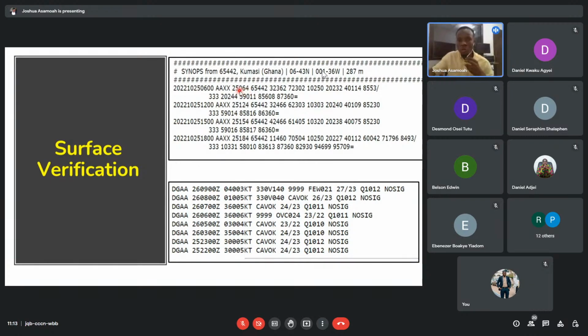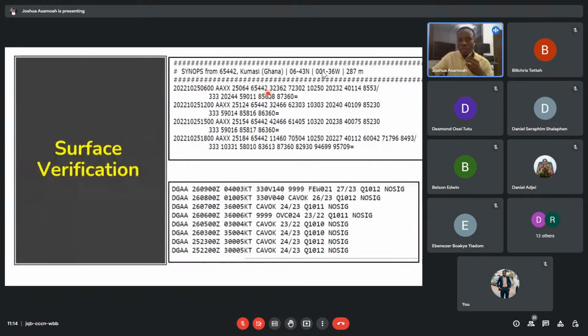So you don't really have to worry so much about these ones. They are not necessarily part of the message. And then this one is just the code, but it has been broken down for you here. So 442 is the code for Kumasi. 65 is the code for the whole of West Africa. So all our messages will start with 65, but these ones will differ from one area to another.